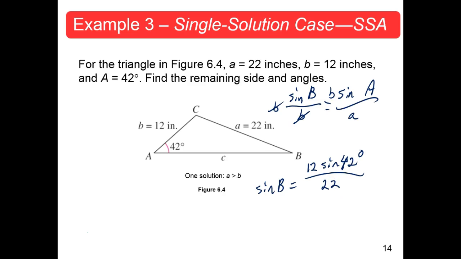What do you find that to be? Say again? That's what b is. Okay, what is sine B? 12 times sine of 42 divided by 22. What does that come out being? That's what capital B is. What does sine B turn out being?